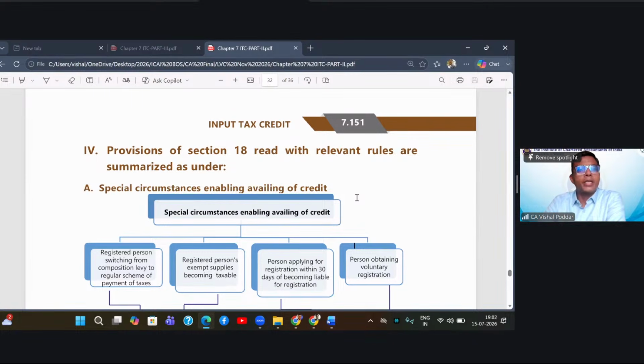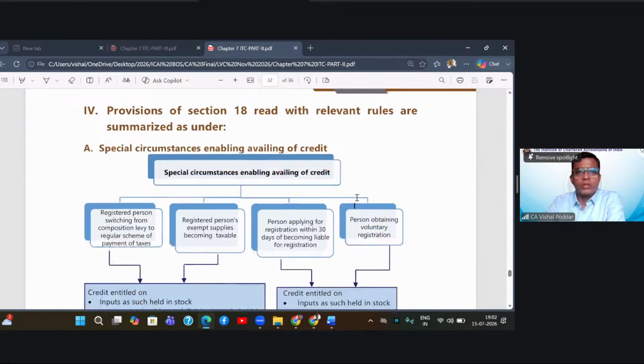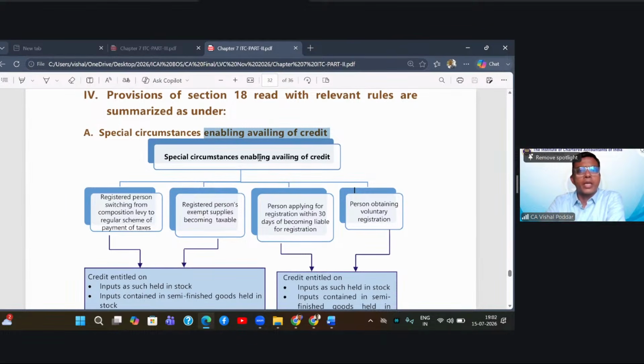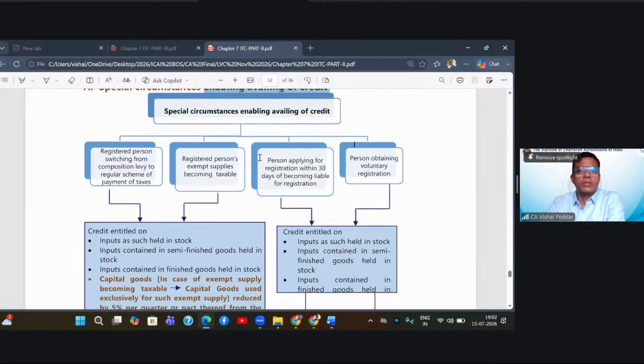So what is section 18 dealing with? Section 18 deals with different scenarios where credit is either allowed or credit is to be reversed. What are these different scenarios? First is scenarios where we will be allowing you the credit. So special circumstances enabling availment of credit. What are these special circumstances enabling availment of credit?